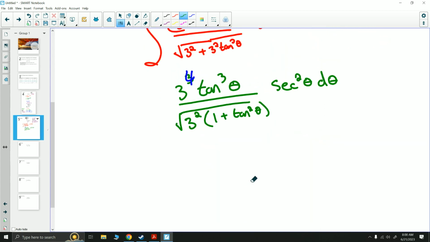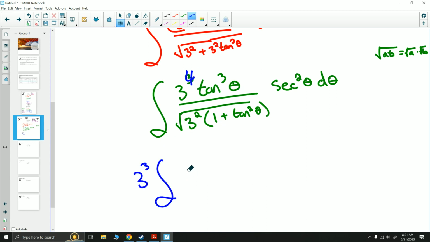Now we're still integrating this thing. I'm going to pull this thing here, the square root of 3 squared. As a reminder, if we have a product of two things, a and b, in a square root, this is like saying the square root of a times the square root of b. So I can take the square root of 3 squared and pull it out. The square root of 3 squared is just 3. So essentially, we have 3 to the 4th over 3, which is just going to be 3 cubed, and I'm going to bring it out. So we have tangent cubed theta over the square root of 1 plus tangent squared theta.